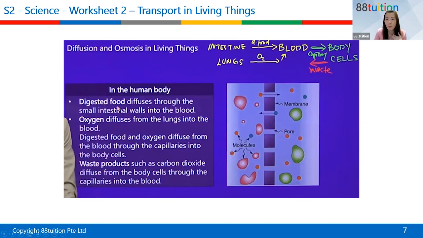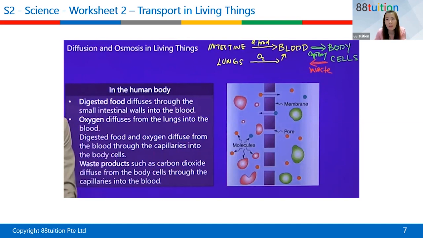Look at here, digested food. The food that you eat gets digested. So the smaller food molecules will then be able to diffuse into our blood and be carried all around the body. This is something you never learned in primary school, right?